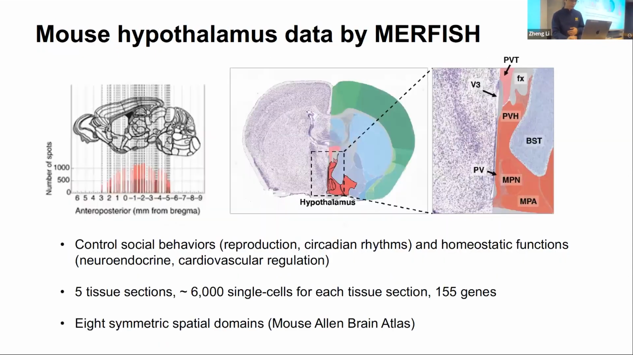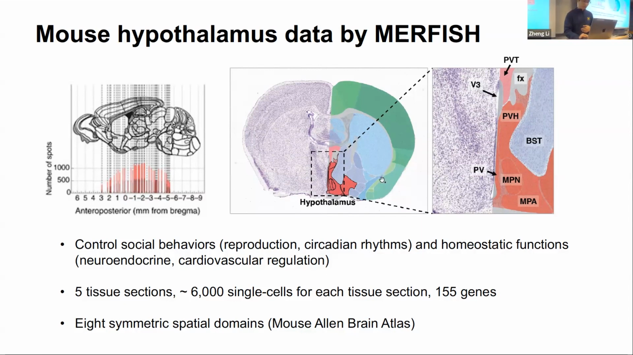Yeah. So the real data we analyzed is a mouse hypothalamus data from the MERFISH technology. And this region is responsible for controlling social behaviors, such as reproduction and circadian rhythms, and homeostatic functions, such as neuroendocrine and cardiovascular regulation. And we obtained a total of 5 tissue sections, and each tissue section has around 6,000 single cells and around 155 marker genes, because this is based on FISH technology, so it can only measure a small set of genes.